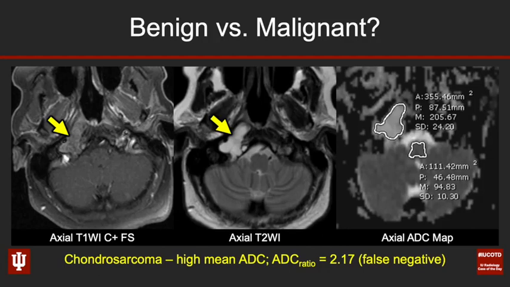So just driving the point home, there are some exceptions to the rule that says that if it's dark on ADC, it's malignant. And a couple of the ones to really burn into your mind would be chondrosarcoma and chordoma. Those can oftentimes have brighter ADC signal than the background brain parenchyma.